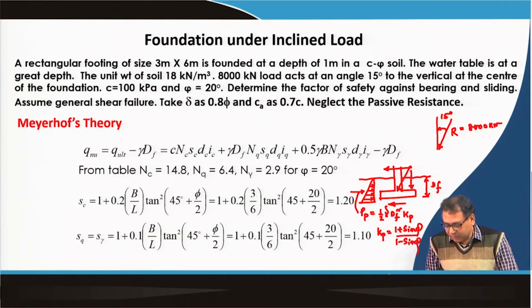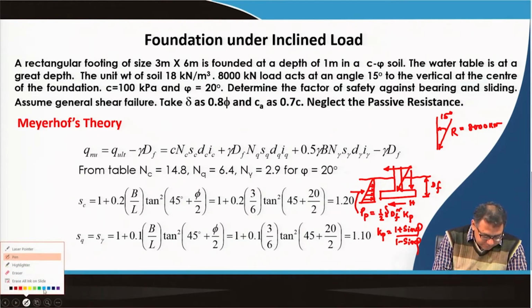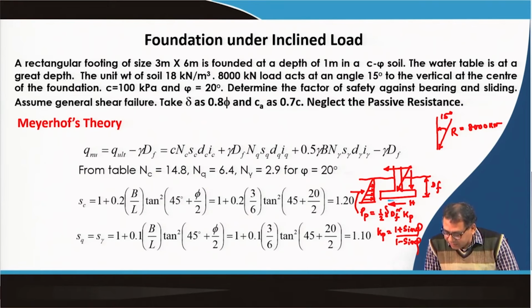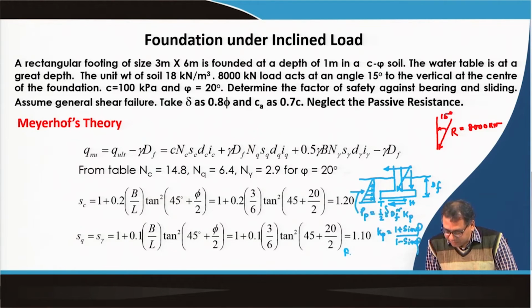Okay. So, this is gamma D_f into K_p, and D_f is the depth of foundation. That is the amount of passive resistance. So, this is P_p, this is H, and then you will get another shear resistance along this line, say T. So, finally, the net force or the shear resistance is that.